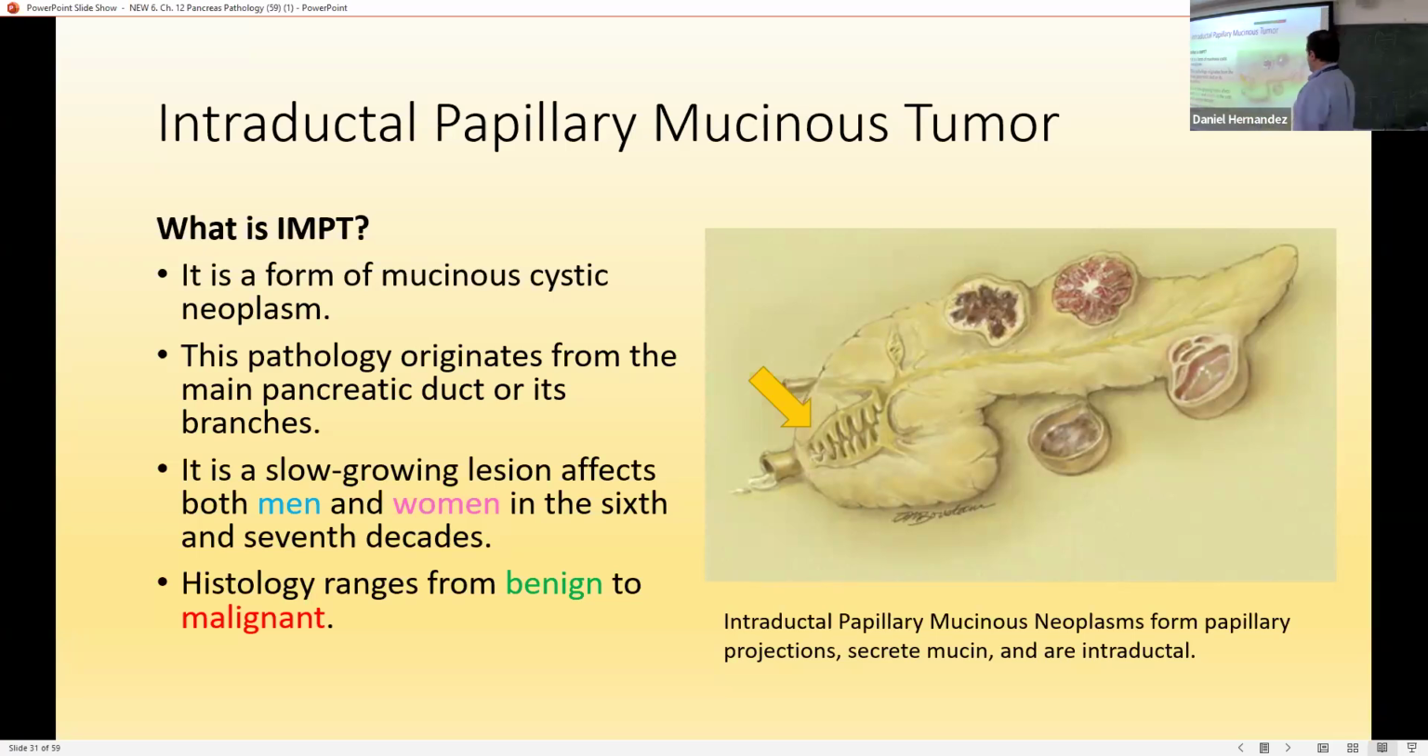So it's going to distort that pancreas. If I have a large cystic mass growing within the body or tail of the pancreas, it's going to expand it, distort it. It's a slow growing lesion, affects both men and women, usually older men and women, in their 60s or 70s. The histology ranges from benign all the way to malignant.